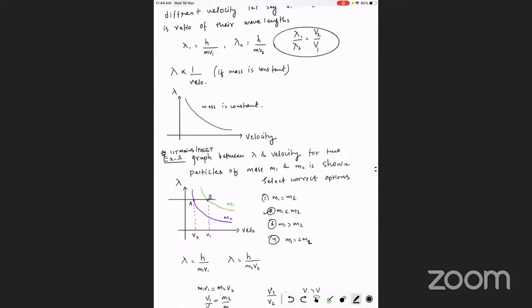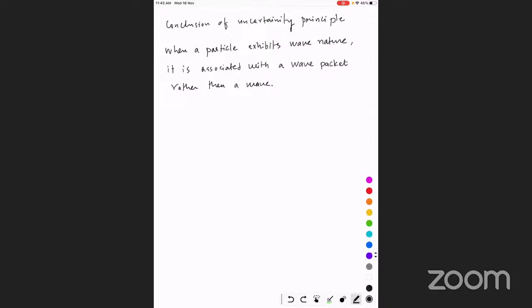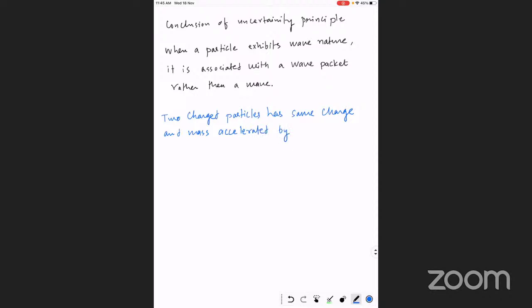Like if you get a numerical question in which two particles with the same charge and mass are accelerated by different accelerating potentials, what will be the ratio of their de Broglie wavelengths?